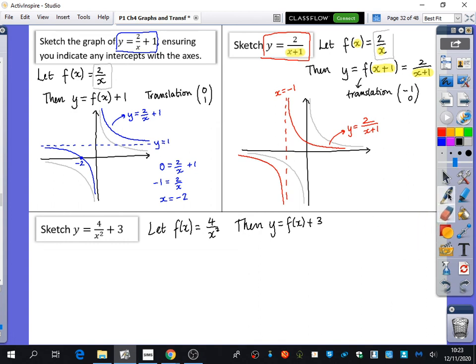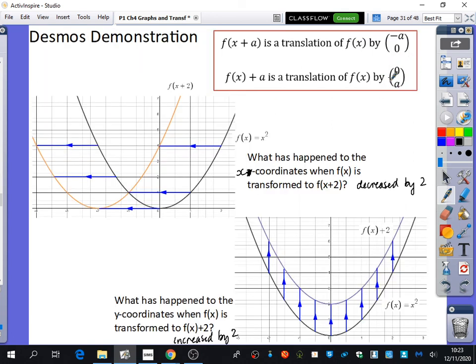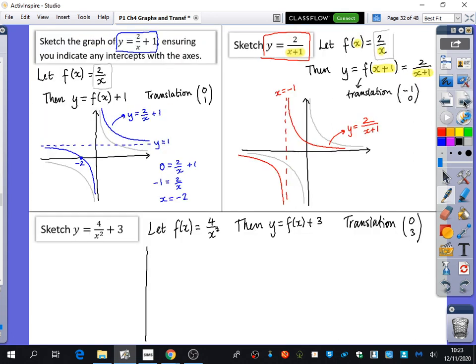So what does this represent? A translation of 0, 3. It's going to move 3 spaces upwards. So I'm going to just think, it's not to the right, it's upwards. Because of what we said, it's outside, so it's going to be 0, 3. It's going to move 3 upwards.